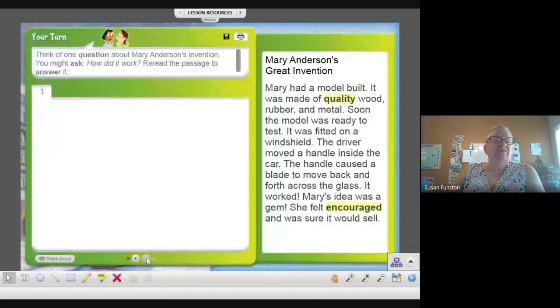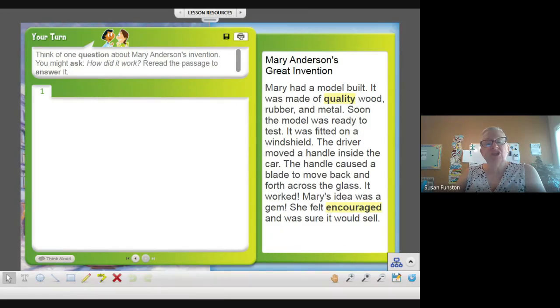Okay, think of one question about Mary Anderson's invention. You might ask, how did it work? Reread the passage to answer it. So let's read this one together. Mary had a model built. It was made of quality wood, rubber, and metal. Soon the model was ready to test.